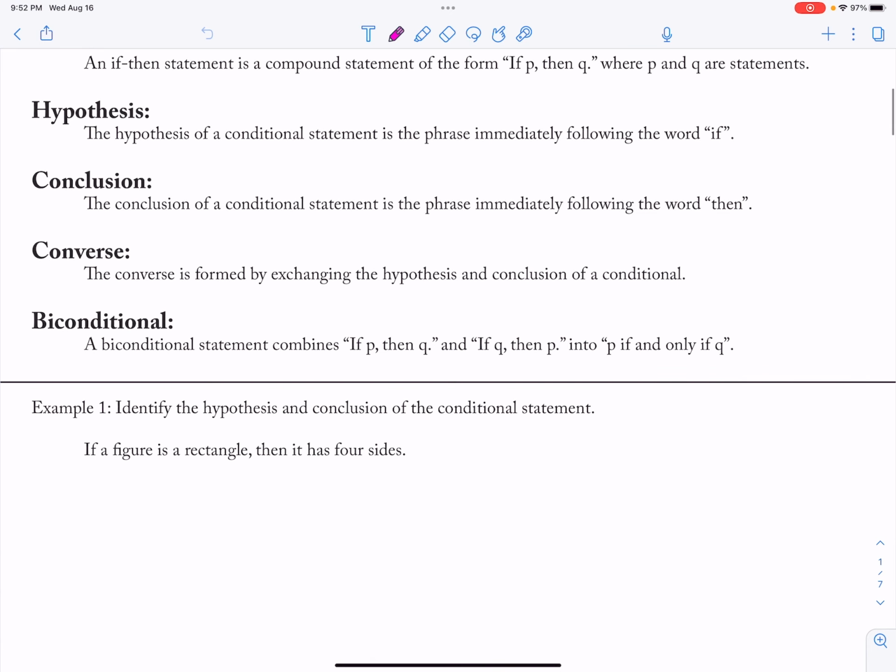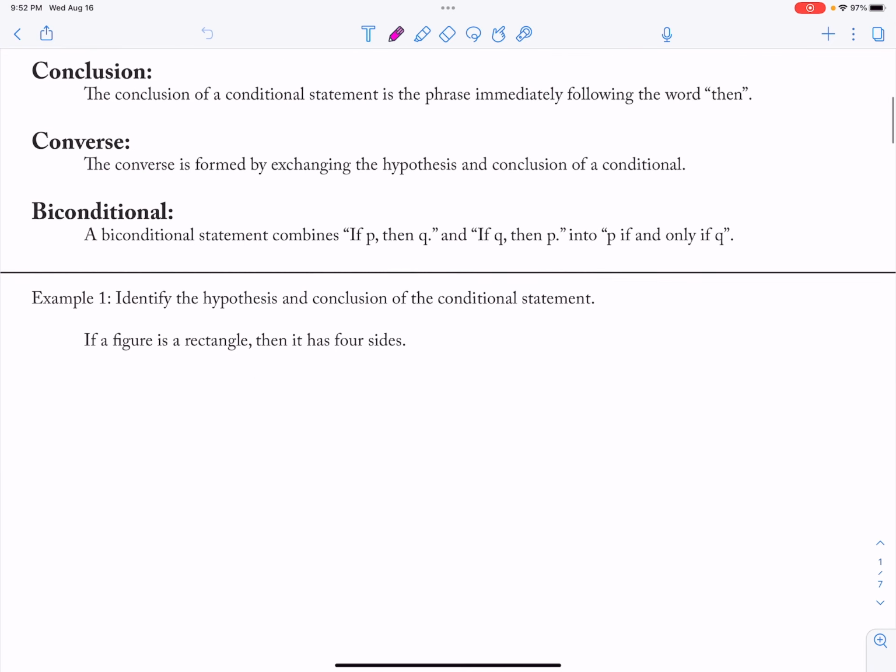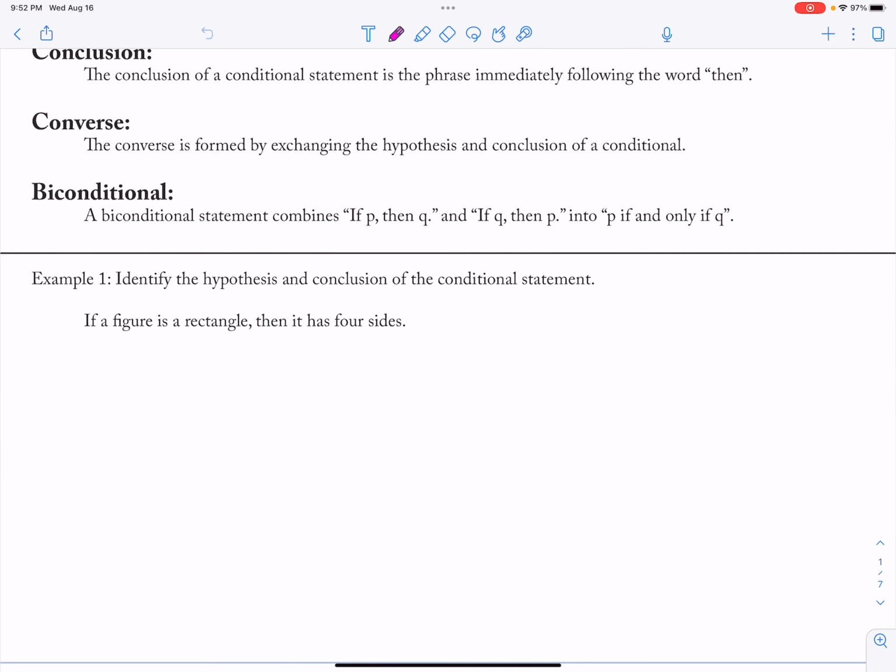Okay, so I want to identify the hypothesis and the conclusion of each conditional statement. So the hypothesis is that a figure is a rectangle. The conclusion is that it has four sides.